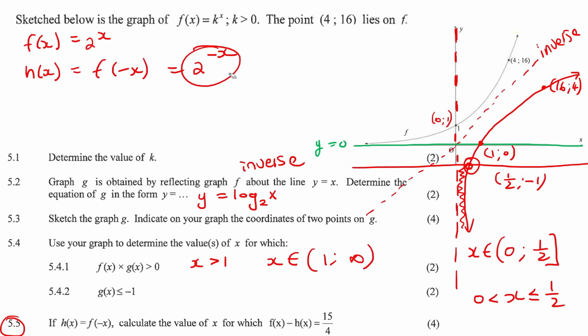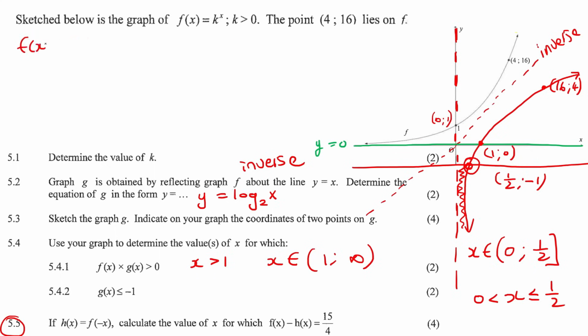Now this can be written in different ways if you wanted to. It says calculate the value of x for which this minus this is this. Okay, let's just turn that into an equation. So we could say f of x minus h of x, and we'll make that equal to 15 over 4. So we have 2 to the x minus 2 to the minus x.